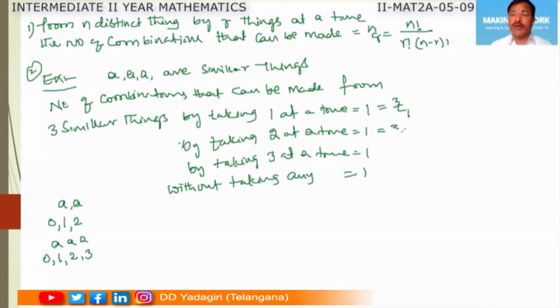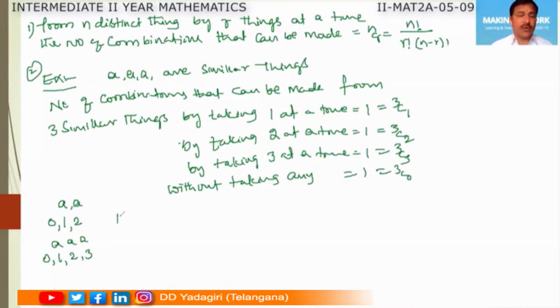3C2 if they were different elements. If they were different elements, how many combinations could we have made? 3C2. But here the 3 elements are similar, so that 3C2 is also equal to 1. So every kind of selection is equal to 1 because the 3 elements are similar.